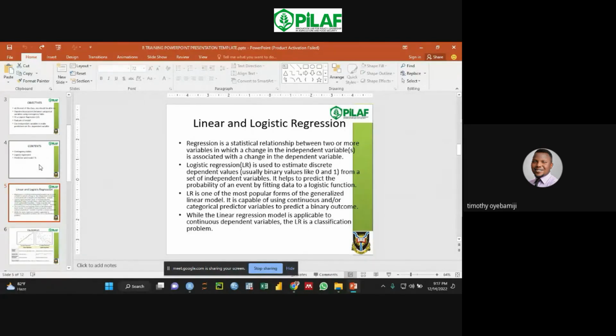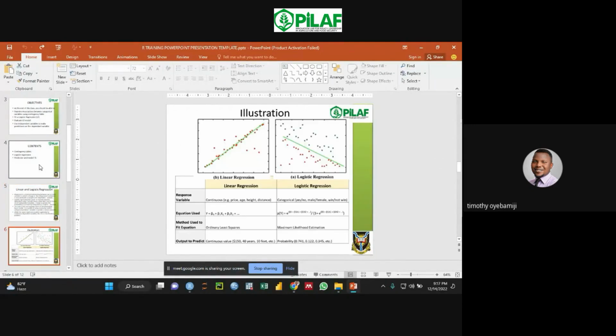Okay. So while the linear regression model is applicable to continuous dependent variables, LR is a classification problem. All right, that's what I've been saying for a few minutes now.